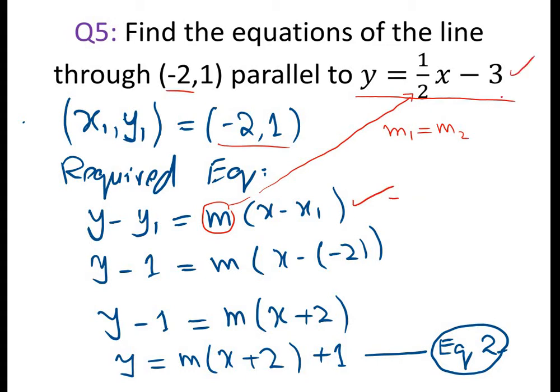So if this line is parallel to this one, it means the slope of these two would be the same. So the slope of this line is 1 over 2. So the slope of this line will also be 1 over 2. So we just put the values, instead of y we put 1, y1, the value of x is minus 2. Open this up, you simplify it. We have the equation 2. You can call it equation 2 or equation 1.